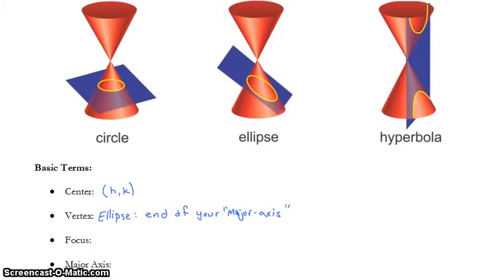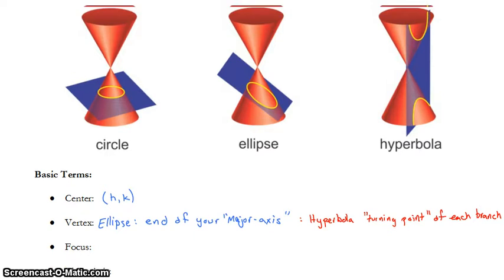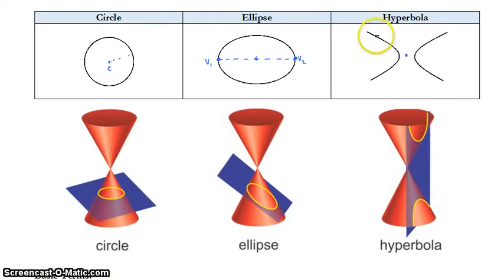In a hyperbola, the vertex is the turning point of each branch. So I'll kind of put that in parentheses: turning point of each branch. So when I look at the example up here, here's one branch and it turns right there. There's a vertex. The other branch turns right there. There's your second vertex. So that's where your vertices are going to be. I'll call that vertex 1 and vertex 2.